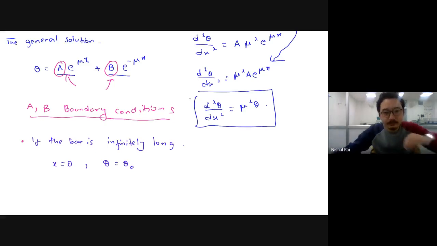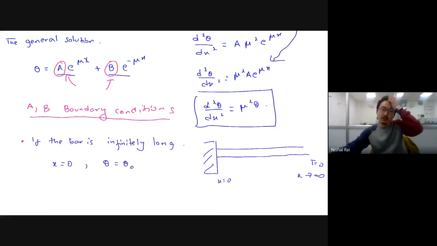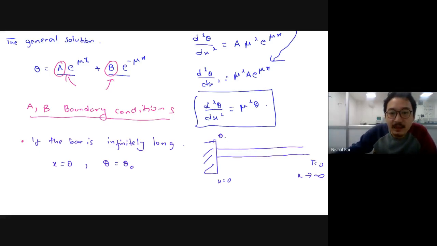Is this point clear? Initially, if your bar is infinitely long, consider, let's say the other end of the bar is at temperature T equal to 0. This is roughly infinitely long, and this is at position x equal to 0, and this is at x tending towards infinity. So if this is infinitely long, then we can safely say the temperature is constant over here, which is basically theta 0.